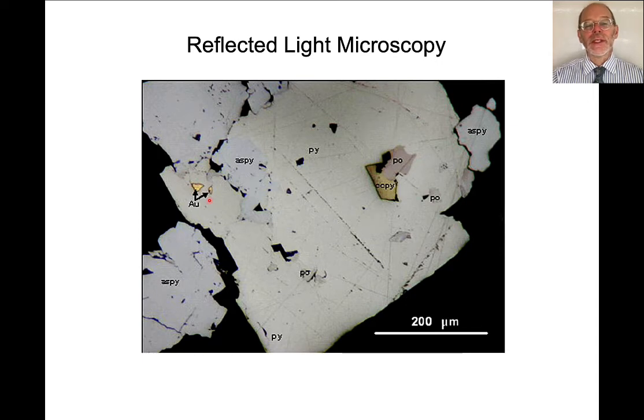So if we looked at this rock in transmitted light, all we would see is black. We can't pass light through any of these minerals. However, in reflected light, we can pick out 1, 2, 3, 4, 5 different minerals that we would otherwise not be able to recognize.